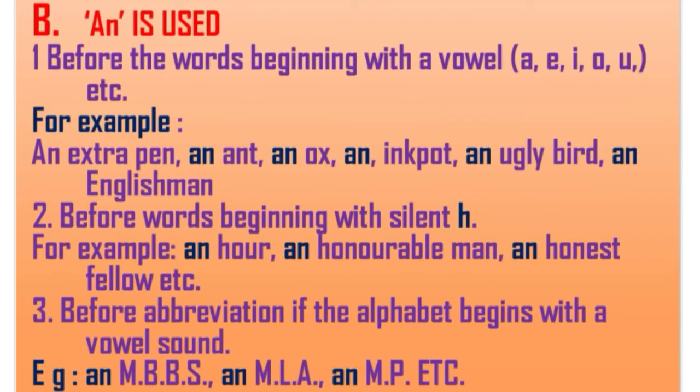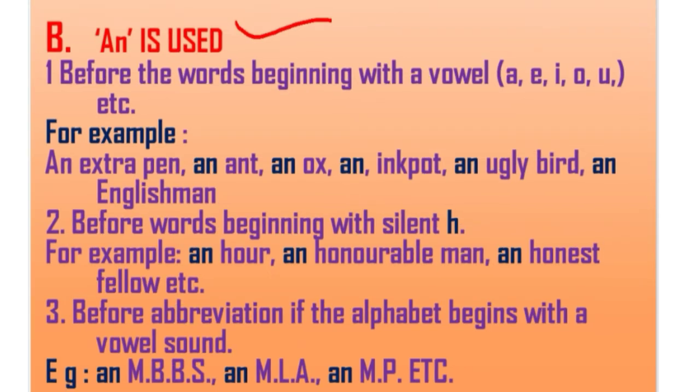Number B, use of 'an'. 'An' is used before the words beginning with a vowel: A, E, I, O, U. Listen very carefully. The article 'an' is used before the words beginning with a vowel: A, E, I, O, U. For example, an extra fan, an aunt, an ox, an inkpot, an ugly word.